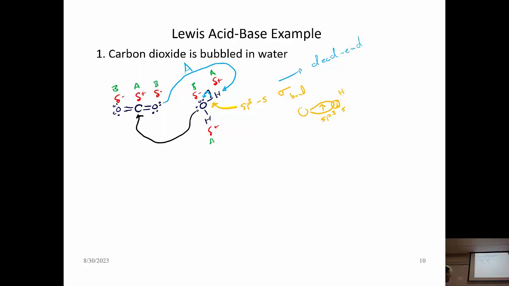In scenario B, an sp3 lone pair here attacks. CO2 is going to act as the acid. Water acts as the base. But can CO2 have an expanded octet? Is that a rule or a law? Is it possible to have more than an octet on carbon? No, that's a law. It's not going to happen. You're not going to get more than an octet on carbon.